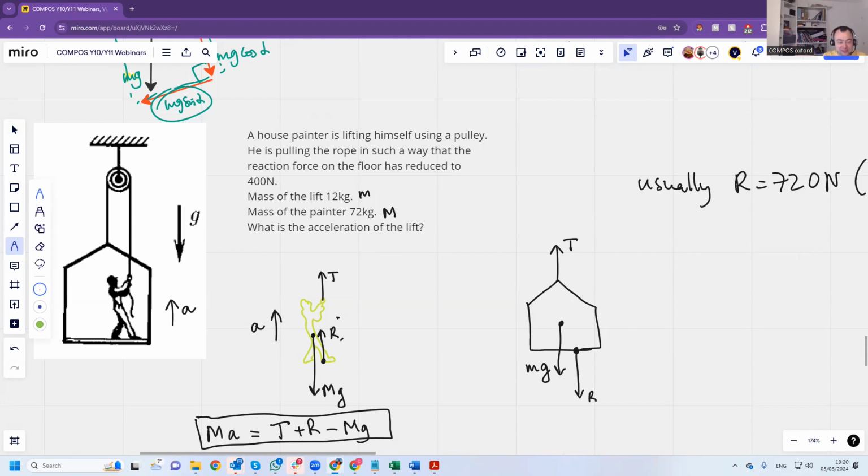What do you feel? As the lift, I feel that somebody's pulling me on the top from the rope. So someone is pulling me here. Someone is pushing me here. And there's gravity. The gravity is pulling me down. And that's all I know.